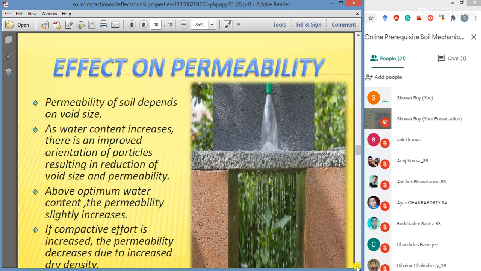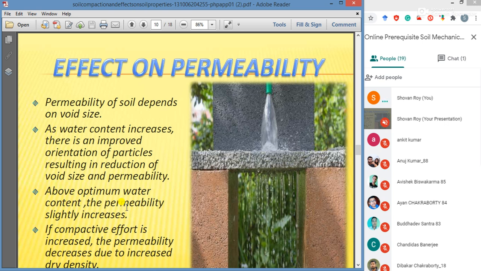Effect on permeability. One property of the soil is structure, first property. Then the second property on which the compaction can have an effect is the permeability. Okay, some points are there when we talk about the permeability, or what are the effects of compaction on permeability of soil.